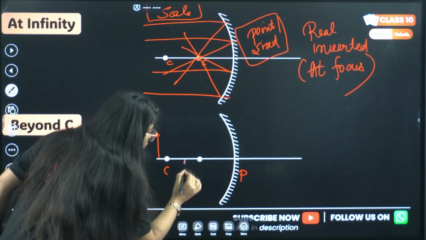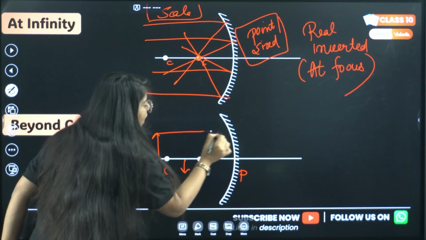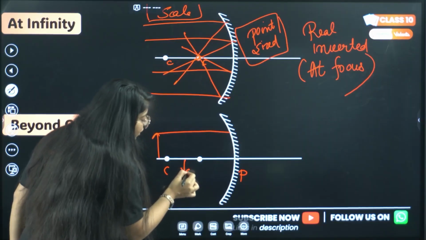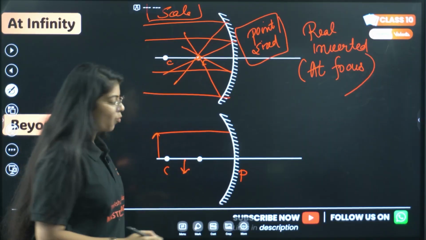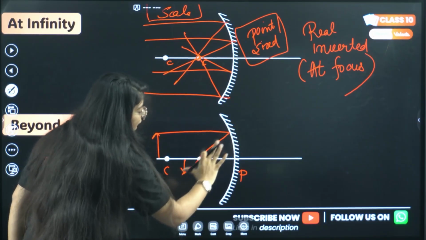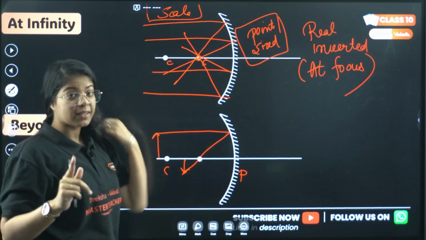It should be a little smaller. Now I'll make the light rays. What I'll do, one ray parallel to the principal axis, it will pass from focus, but it should also cut at this point, right? So place your scale and make sure it cuts the image at this point where you made the image.